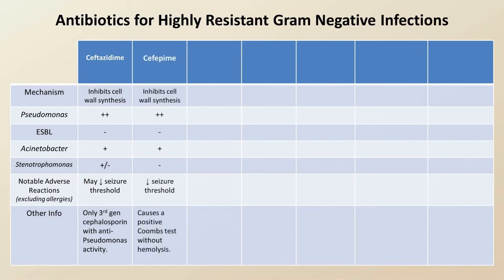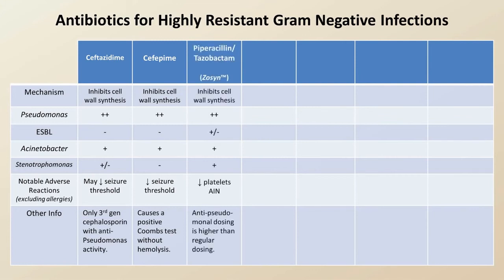Cefepime, a fourth-generation cephalosporin, also inhibits cell wall synthesis. It's active against Pseudomonas and a little against Acinetobacter. Cefepime also lowers seizure threshold and, interestingly, can cause a positive Coombs test without triggering hemolysis.